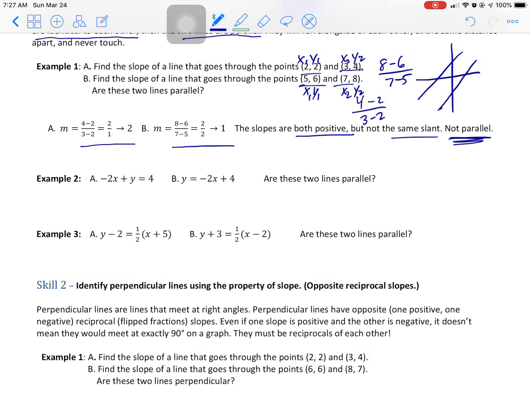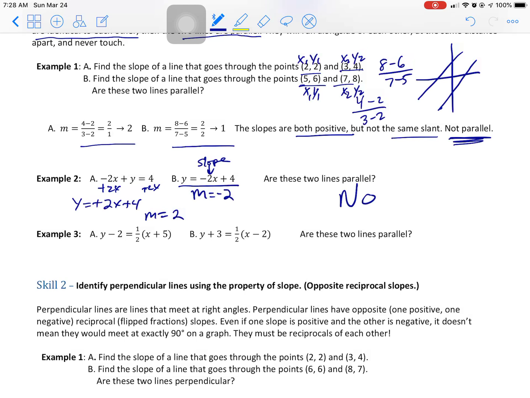Example number 2. Are these lines parallel? Well, can you tell from this where the slope is? Well, this one, the slope is -2, right? Just by looking at it, because this is in y equals mx plus b form. So that means this is the slope. But this other one is in the wrong form, so I need to turn this around to find out what the slope is. y equals 2x plus 4. So m equals a positive 2.